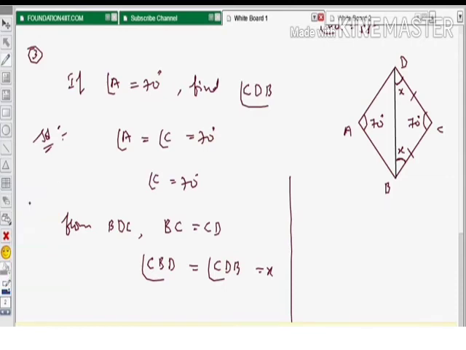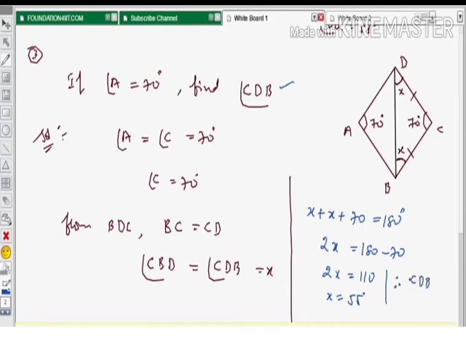Using that concept, x plus x plus 70 is equal to 180 degrees. x plus x is 2x, equal to 180 minus 70. So 2x is equal to 110. Then x is 110 divided by 2. x is equal to 55 degrees. So x is nothing but angle CDB. Therefore, angle CDB is 55 degrees.